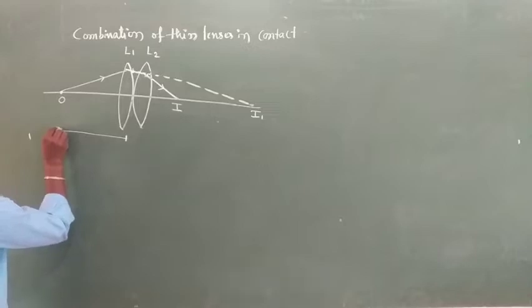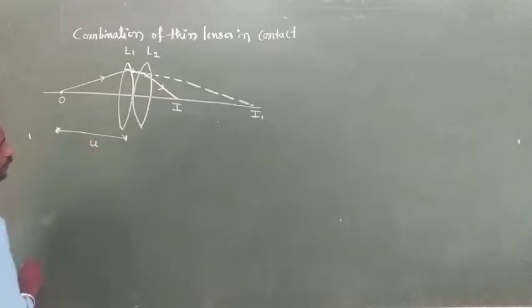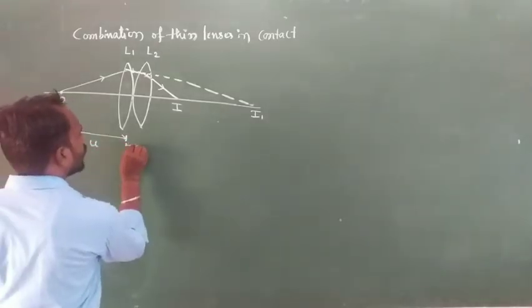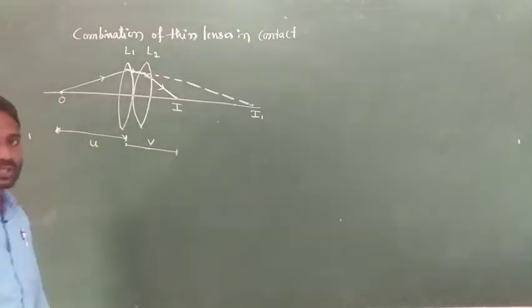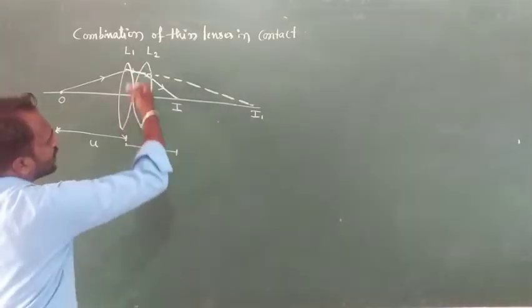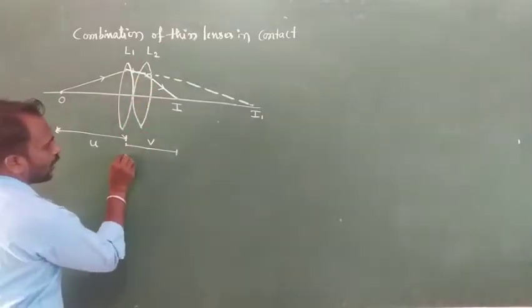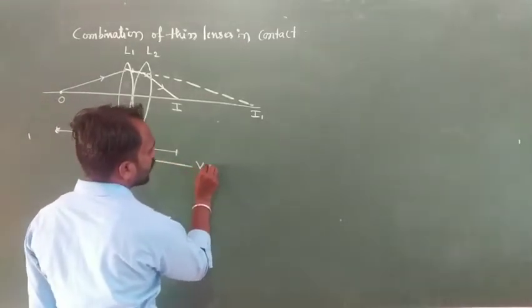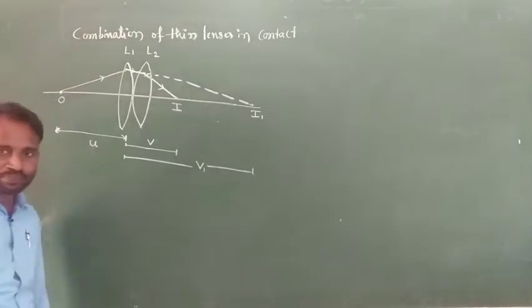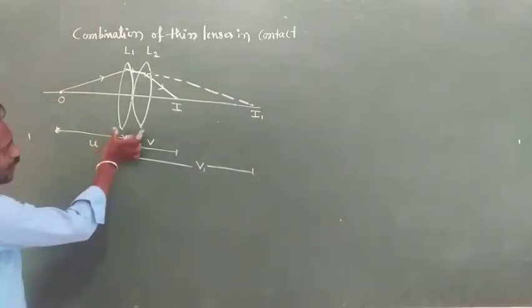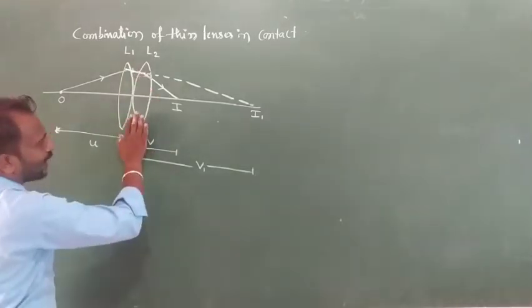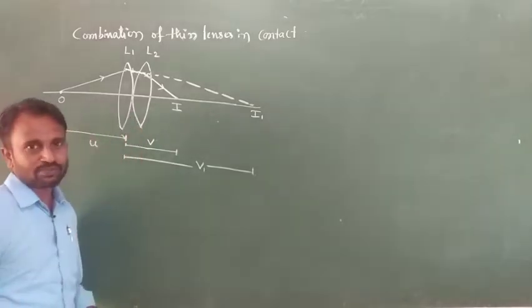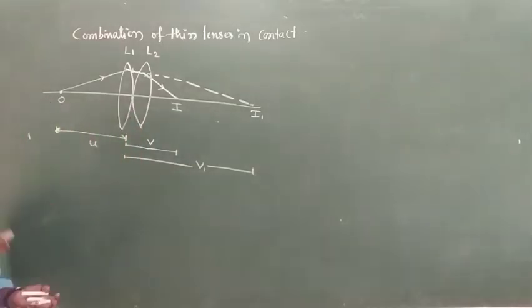Here, the distance from the optic center of the lens to the object is the object distance. This object distance is U. Here we get the image, and the image distance is V. Suppose we don't consider the second lens, then we get an image whose distance is V1 or V dash. If we consider two lenses, I is the image; without the second lens, I1 is the image.